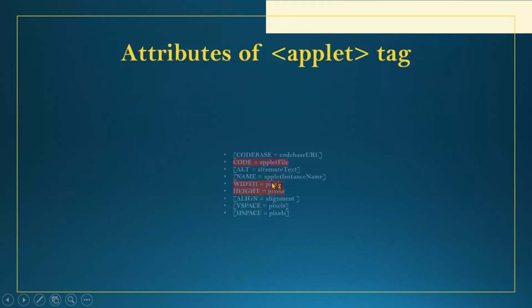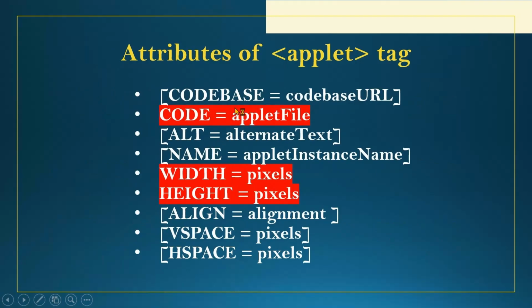Now, what are the attributes of the applet tag? We have something called codebase, and we write the URL of the code base. Suppose you developed your applet file and compiled it, but that particular .class file is not available in your current folder, it is available in some other folder. Then you need to give the complete path here, where your actual .class file exists. If the applet file is in the current folder, then you write the file name directly. There is a relative path, and this is an absolute path.